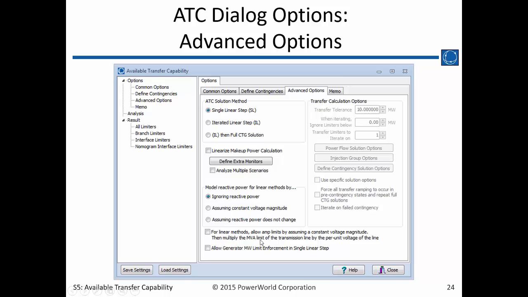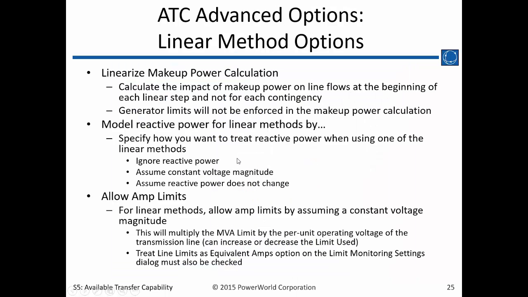If you're using linear methods and you're also using amp limits in your limit monitoring settings, there has to be a provision for using the amp limits instead of MVA limits, and it's going to assume constant voltage magnitude if you check that option. Certainly if we use these iterated methods, then as it iterates on the transfer limit, it's going to take into account the whole AC power flow. Anyway, this just applies when you use the single linear step, or if you're using these iterated methods, it just applies for the last step that it takes, and we'll see in a moment what that means.